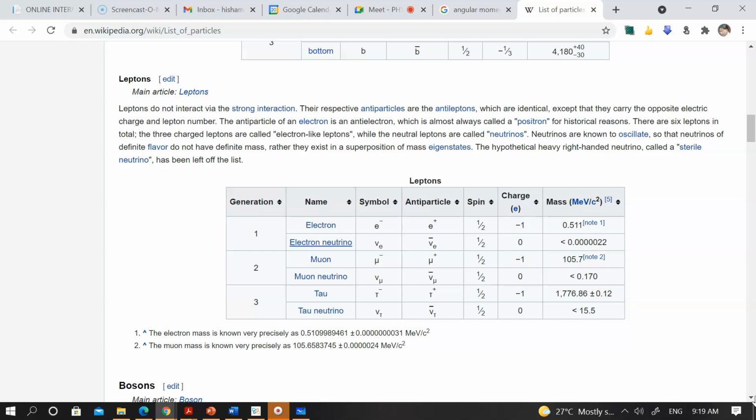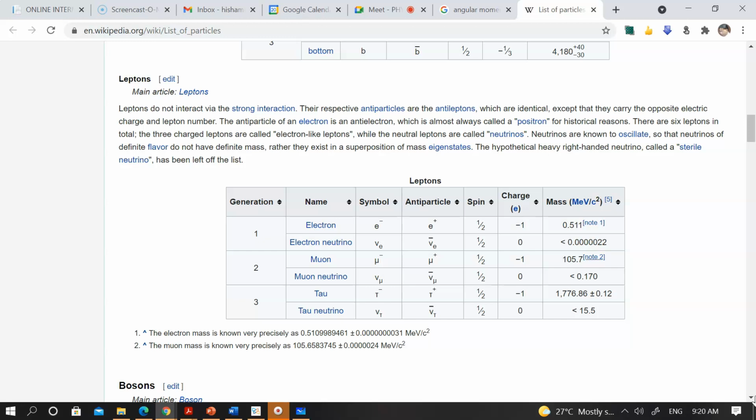And then you know that there are heavier versions of these electrons called muons. This is about 105 mega electron volts. And then there's another heavier partner, which is what we call the third generation. It's 1776 mega electron volts.